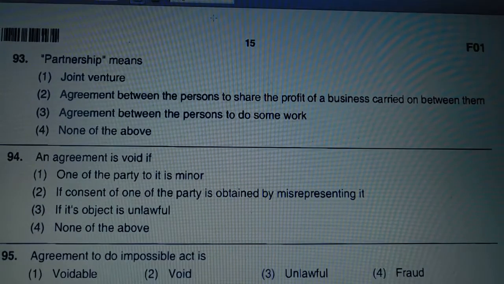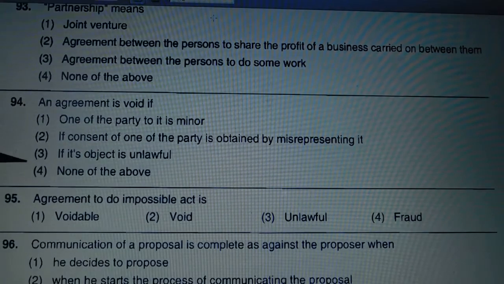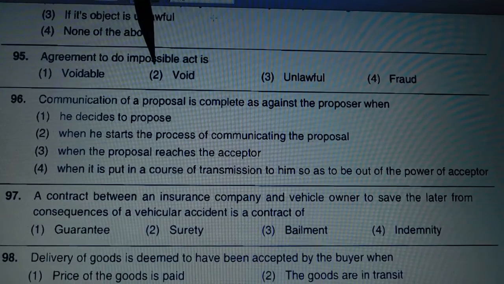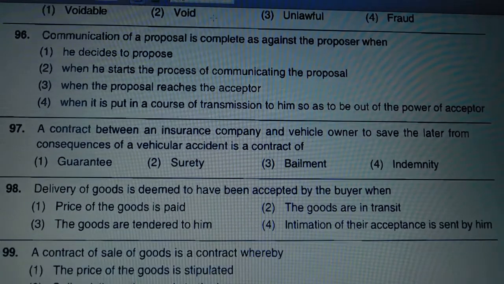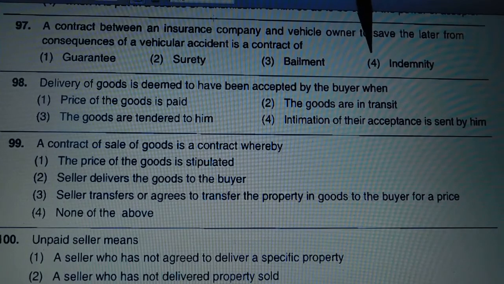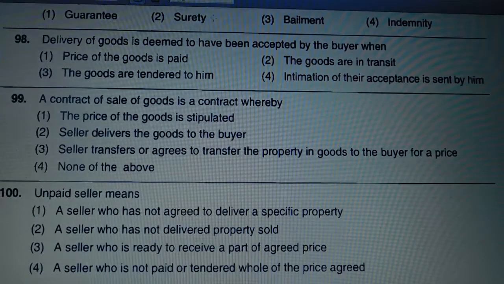Question number 94. An agreement is void if. The answer is if its object is unlawful. Question number 95. Agreement to do impossible act is. The answer is void. Question number 96 is cancelled. Question number 97. A contract between an insurance company and vehicle owner to save the latter from consequences of a vehicular accident is a contract of. The answer is indemnity. Question number 98.